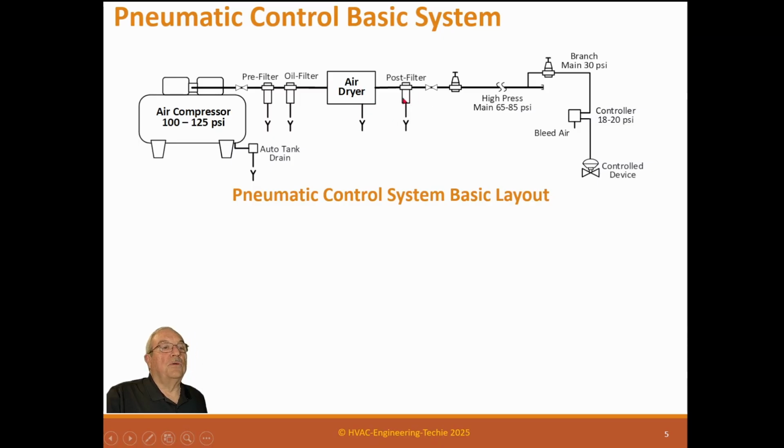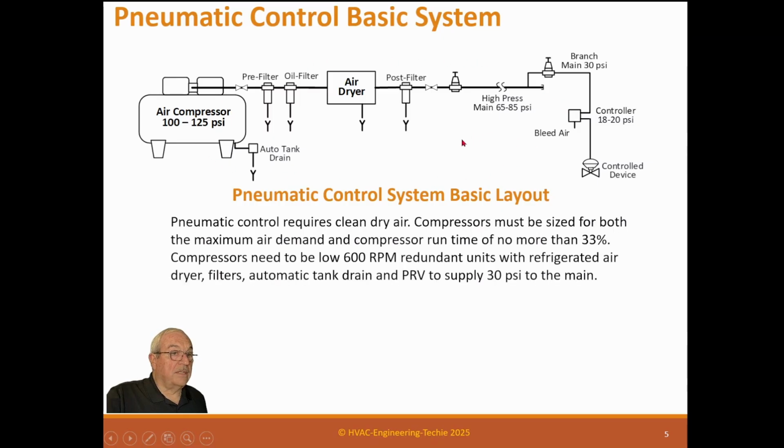And then you have a post filter just in case anything gets through there. And then you go out and you normally have a pressure reducing station, and your high pressure distribution is 65 to 85 psi. This may all be 125 psi. And then you have branch mains that will go down to 30 psi. And then you go to the controller, and the controller is going to run between 18 and 20 psi to the valves or dampers. So that's the way air works. And the important thing is clean, dry air.